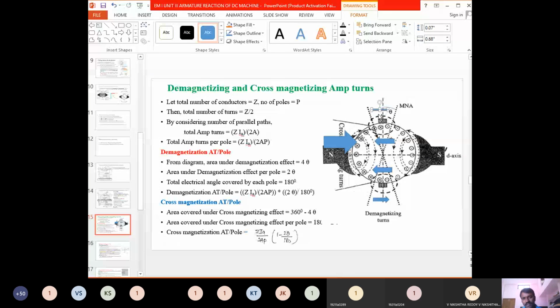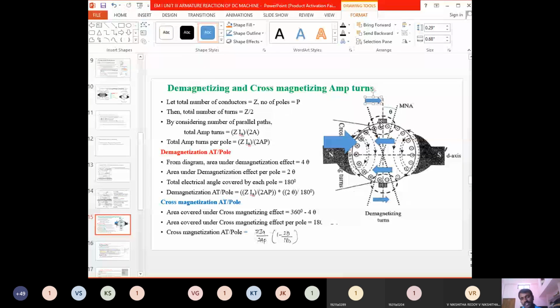So here, the amount of shift the MN axis is making is theta. So even the opposite side portion is also making the demagnetization effect. So here theta plus theta equals 2 theta. At the bottom also there is theta plus theta, 2 theta. So 2 theta plus 2 theta equals 4 theta.